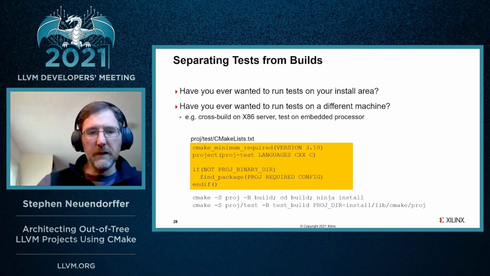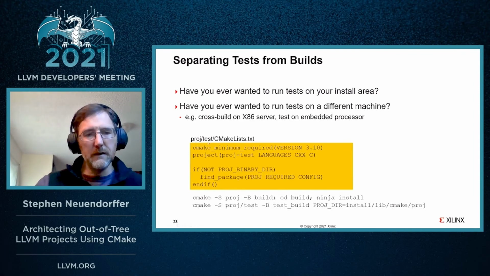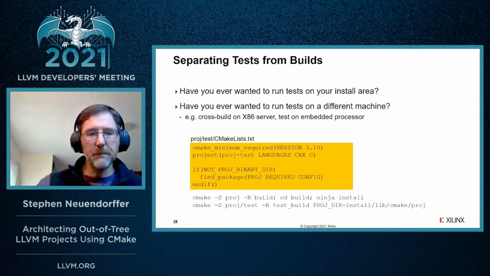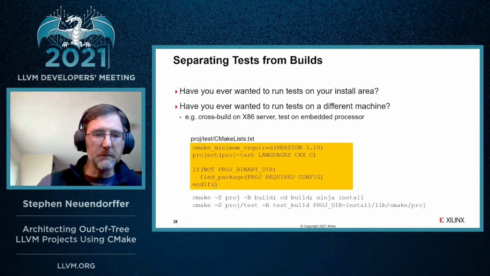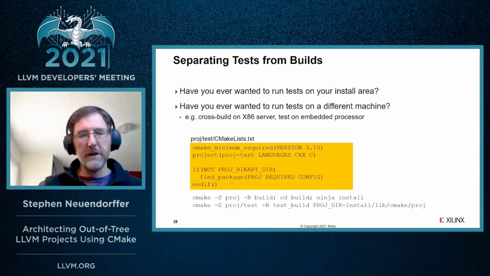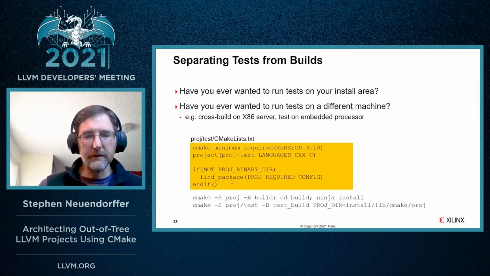So the solution that we found is to basically make the test directory a separate CMake project. Because it has a project line, it can exist at the top level of the CMake hierarchy. And then we can detect whether or not we have all of the information from the outer project by a pretty simple check. In this case, if not PROJ_BINARY_DIR, and we don't have that information already, so we're not in an in-tree build, then we can call find package to import all of the information from the build into our tests and run the tests.